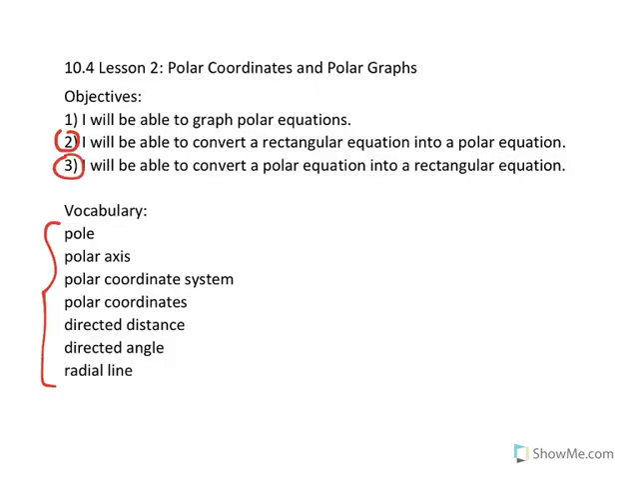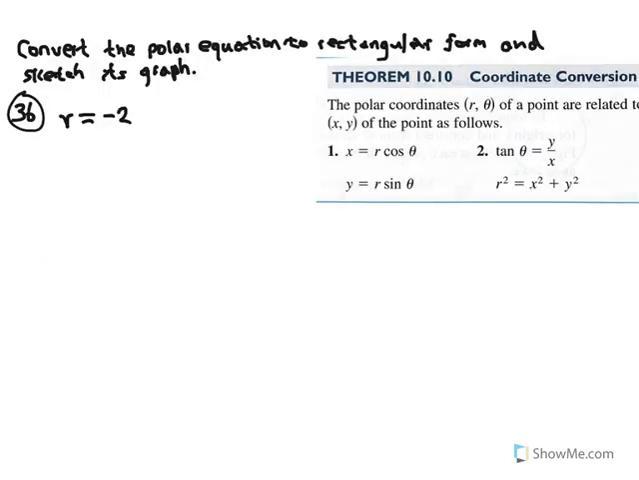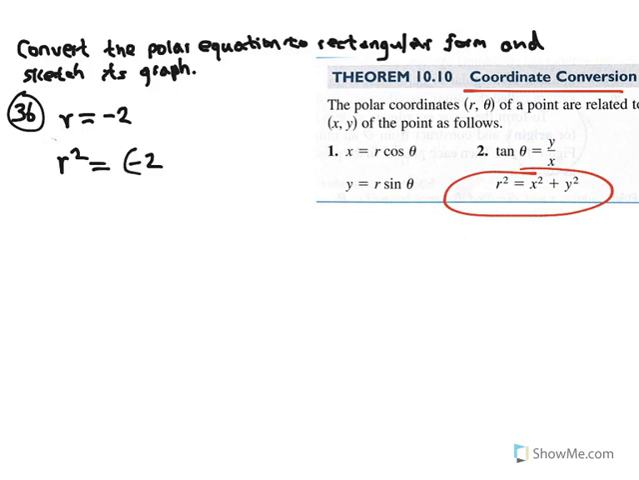You'll be able to convert a polar equation into a rectangular equation. How can we convert this polar equation into a rectangular equation? Well, we see r is equal to negative 2, and we have this coordinate conversion equation, but I can only use that if we have r squared. So we'll square both sides of this equation, and we have r squared is equal to negative 2 squared, or r squared is equal to 4.